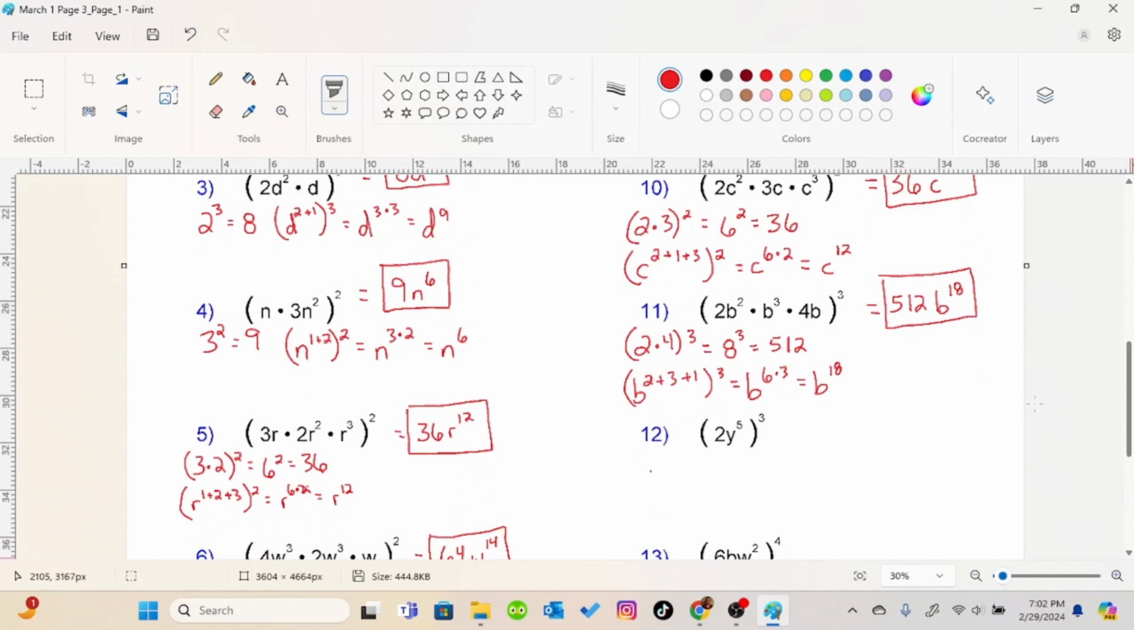Number 12. We have 2 cubed, which equals 8. And we have y to the power of 5 times 3, which equals y to the power of 15. Now when we combine everything, we have 8y to the power of 15.